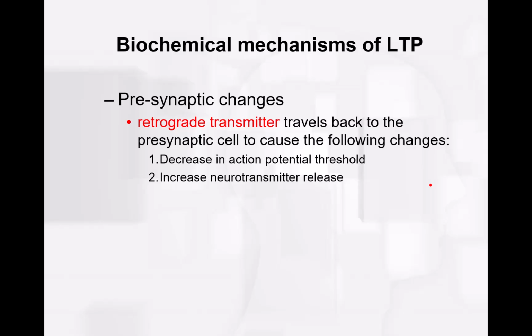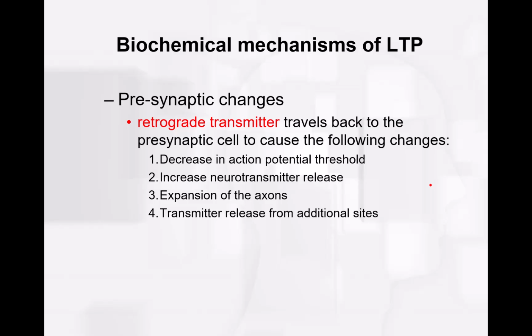You're going to have an increase in neurotransmitter release, like what you see in sensitization, right? There's more neurotransmitter that's released presynaptically. So that means more neurotransmitter to bind those receptors on the postsynaptic cell. Expansion of axons. So we're going to see collateral sprouting. We saw that in one of our diagrams as well. And we may even see transmitter release from additional sites. All in all, this is going to increase the activity in the presynaptic neuron.